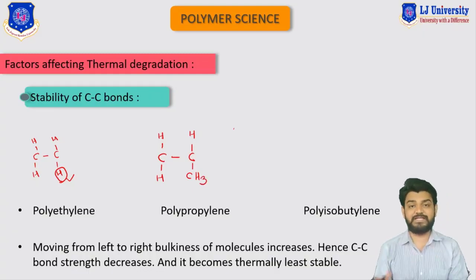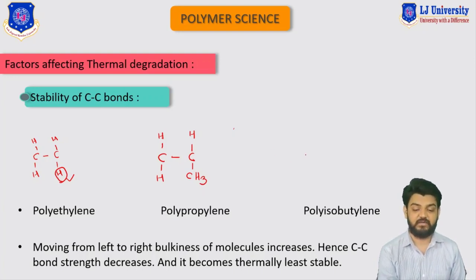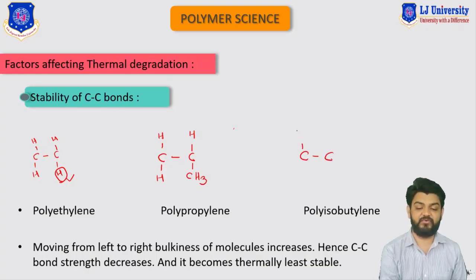Now moving towards the third example, polyisobutane. It has a structure like this. We have two carbons one more time. This carbon has one hydrogen here. This specific carbon has one more hydrogen. Now this carbon has two CH3 groups like this. One more CH3 is here. So you can see that this hydrogen has now again been replaced with a CH3.